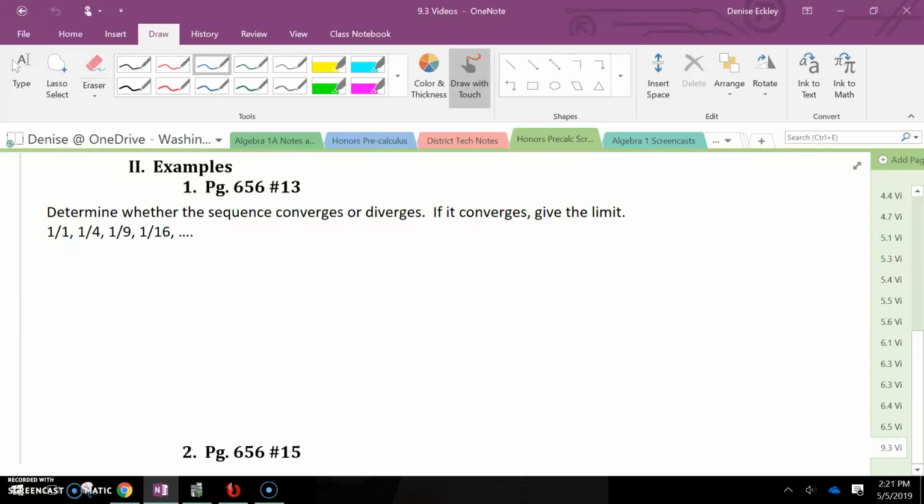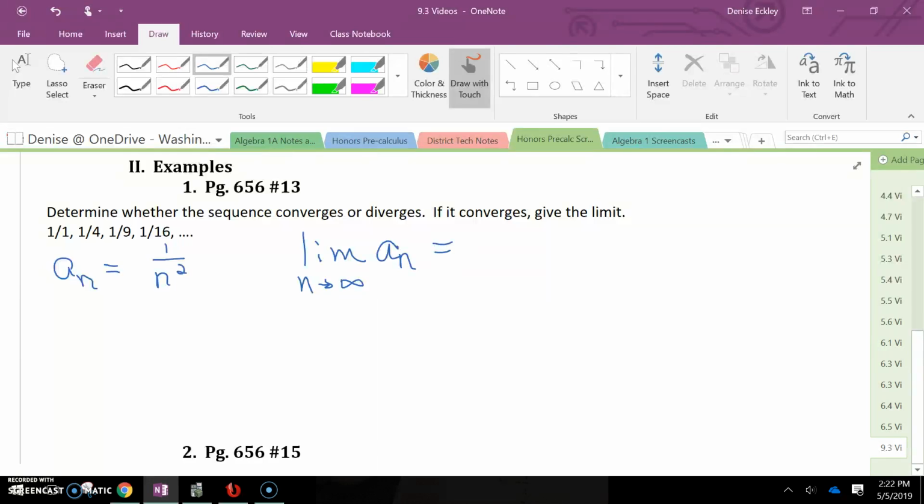So we have 1 over 1, 1 over 4, 1 over 9, 1 over 16. And hopefully everybody sees that the denominator is a perfect square. So our general term is going to look like this. A sub n will be 1 over n squared. So then we have our general formula. And so what we want to find out is, does the limit as n approaches infinity exist as a real number? That's what we want to find out.